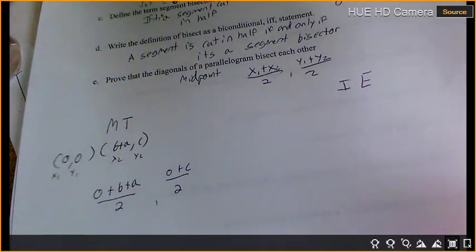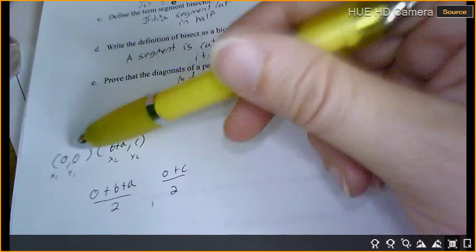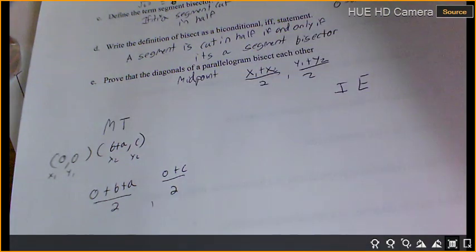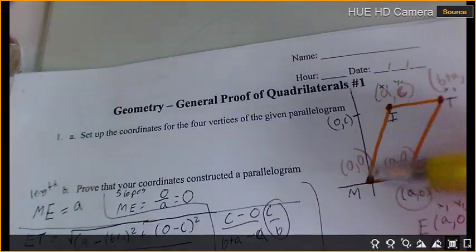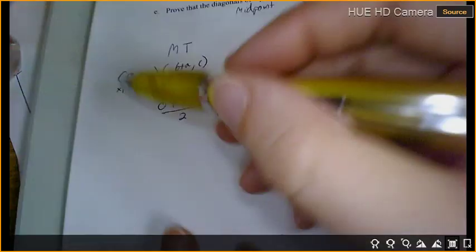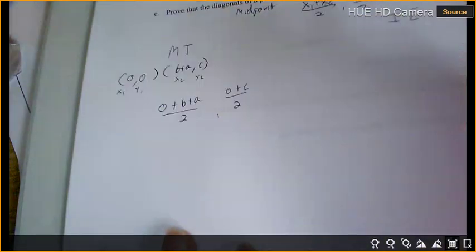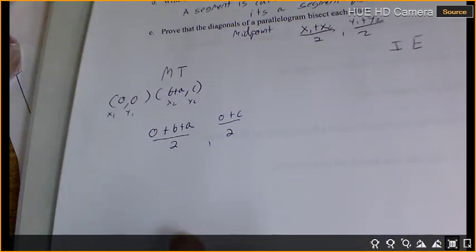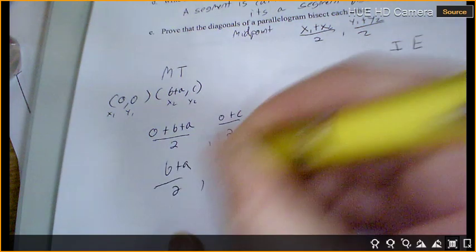So you get that these are the points for M and T, right? Is that okay? So I gave it to you up here. This is M, 0, 0. This is T, B plus A, comma C. Okay? Then it's just following the formula. We know the midpoint formula, and I'm just plugging them in. So we should have B plus A over 2, comma C over 2.